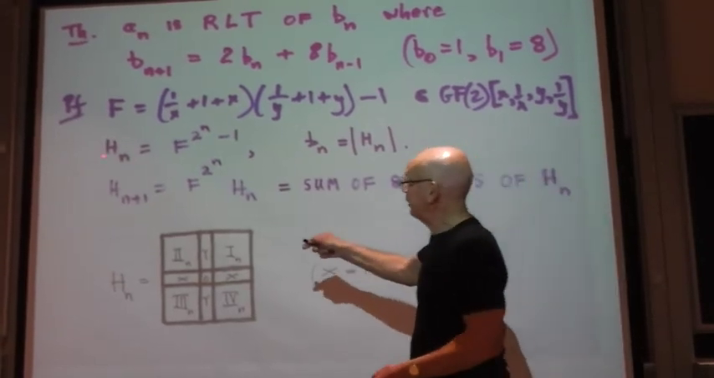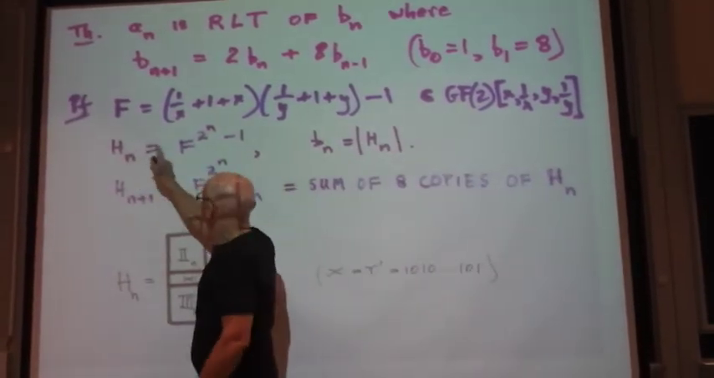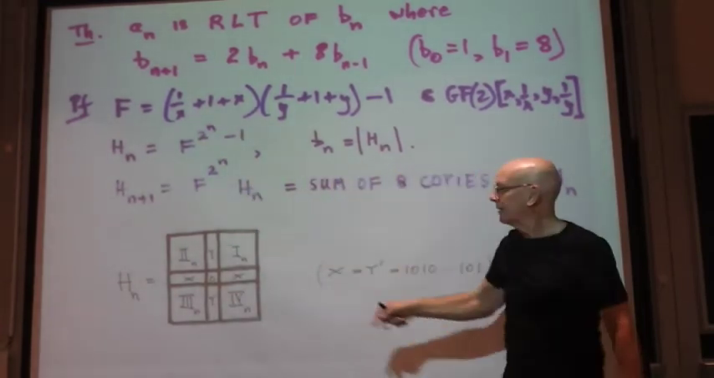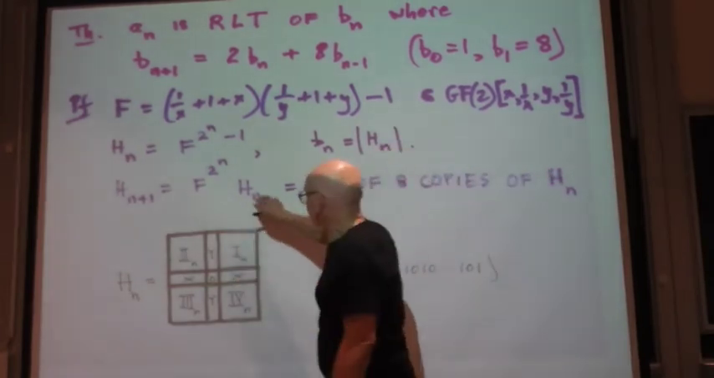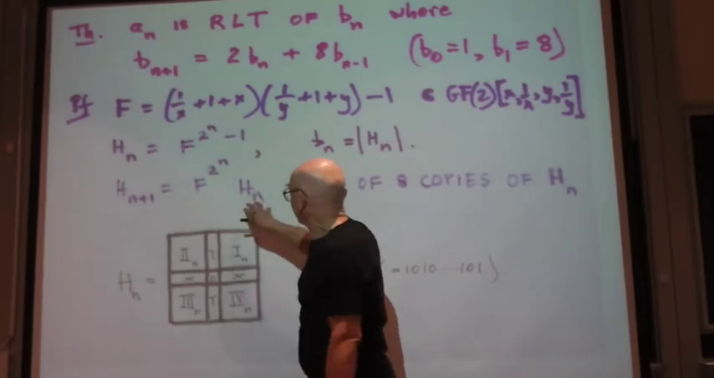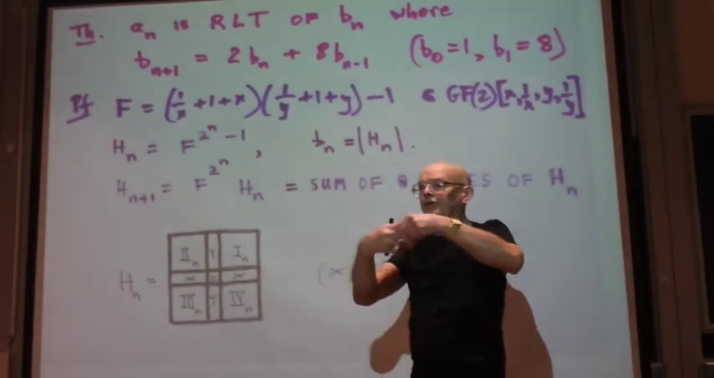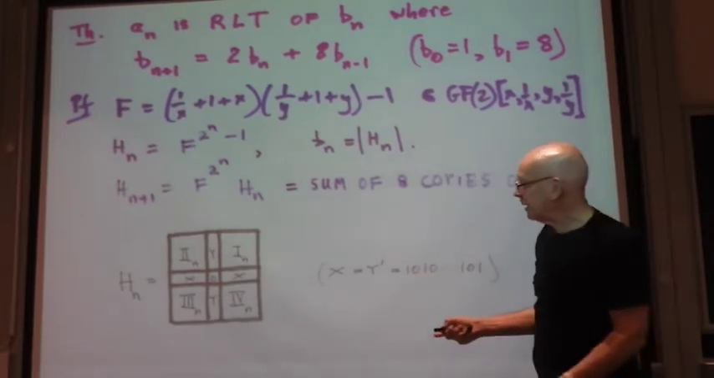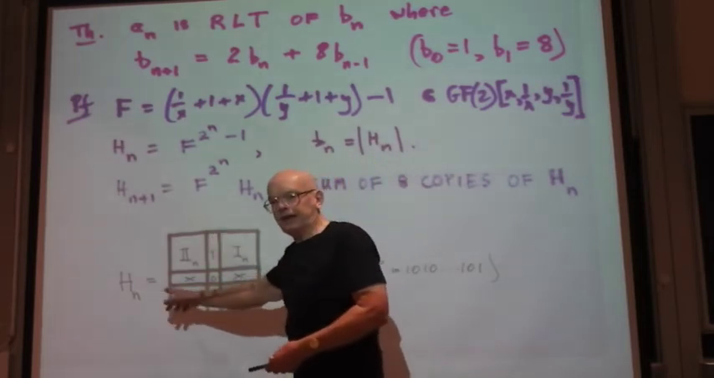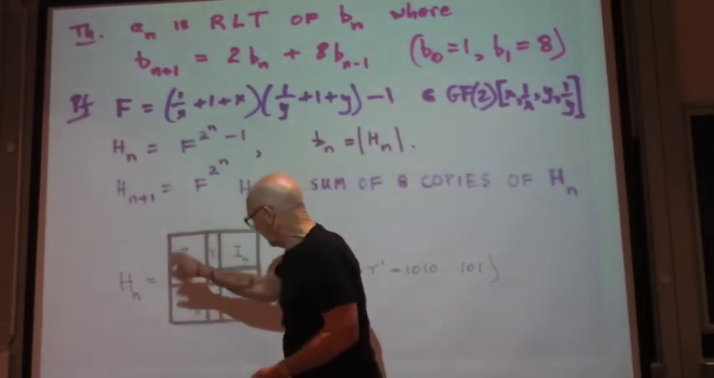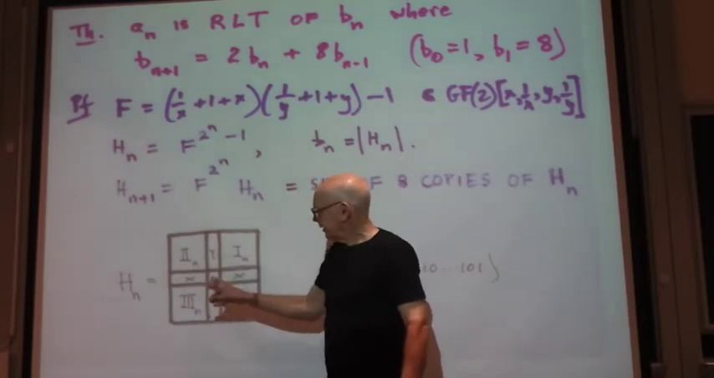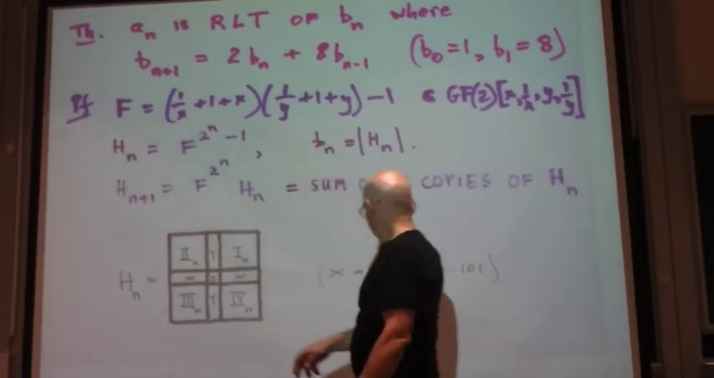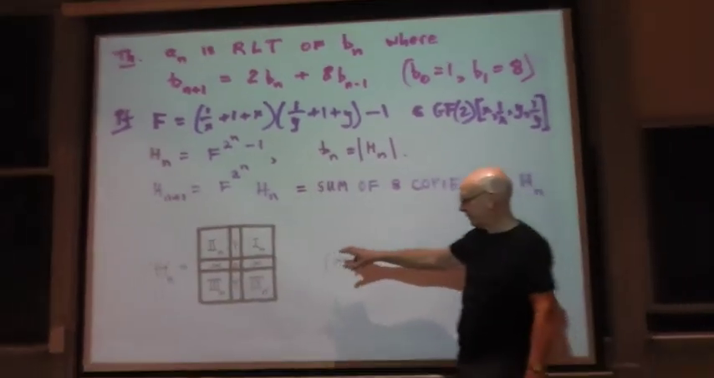Now, that satisfies a recurrence, because h sub n plus 1 is f to the 2 to the n plus 1 minus 1, which is f to the 2 to the n times h of n. But by the freshman's dream, that means we can get this by taking 8 copies of this and spreading and superimposing them and adding them up. So let me give names to the pieces in h of n. I want to say h of n, for n bigger than 0, you can easily show it has a 0 at the center, and along the axes, it just alternates 1, 0, 1, 0, 1, 0.